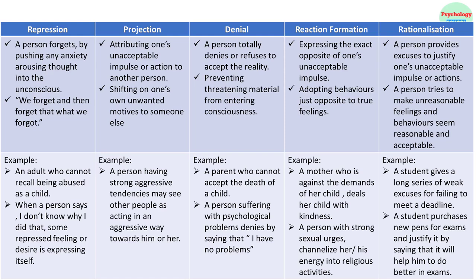The last defense mechanism is rationalization. In rationalization, a person tries to make unreasonable feelings and behaviors seem reasonable and acceptable. To avoid anxiety or guilt feelings, people make excuses by giving a reason which is different from the real one for what they are doing. An example can be a student who gives a long series of weak excuses for failing to meet a deadline.